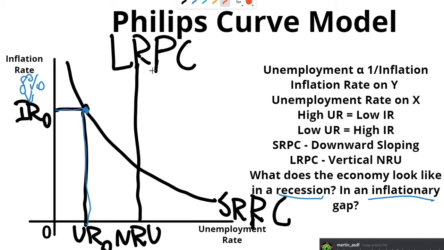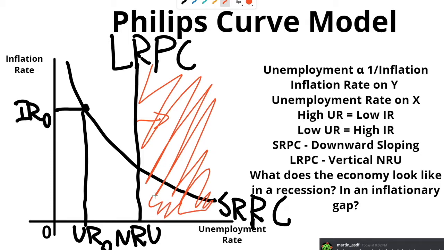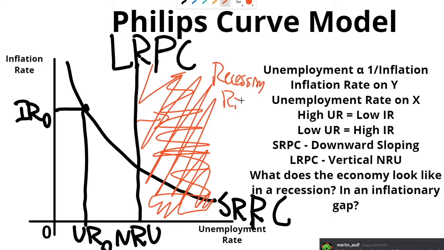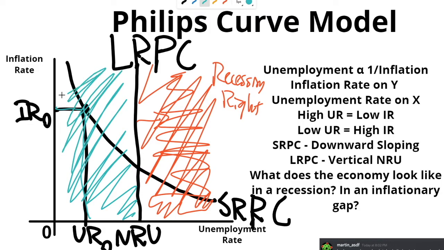And here's a general rule. If the economy is in a recession, know that to the right of the LRPC curve is where the recession will be. This whole section is where recessions will land. So recession for right. Meanwhile, in an inflationary gap, inflation is high and unemployment is low. We already drew this earlier, and inflationary gaps will generally be to the left of the LRPC curve. And so that's generally how you can answer types of questions that will ask on how the economy looks during a recession or inflationary gap. You'll definitely see that in an AP exam.